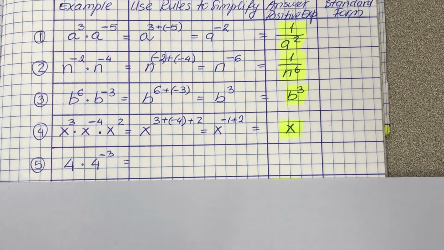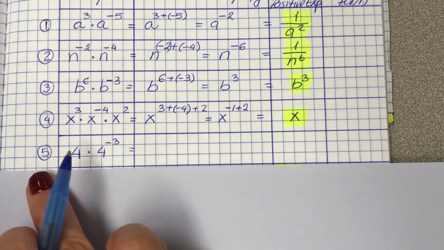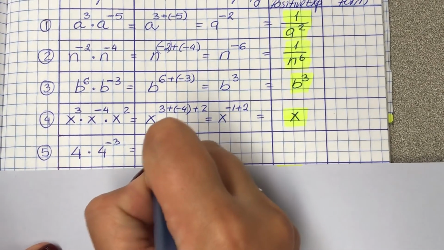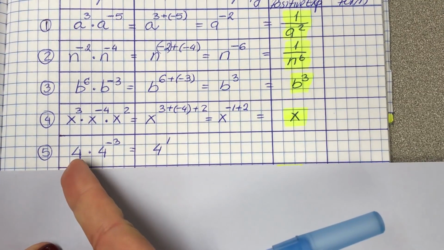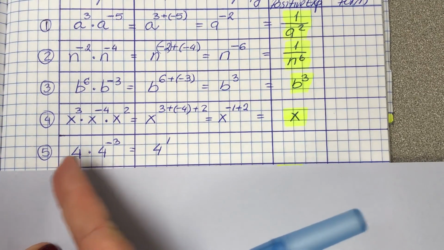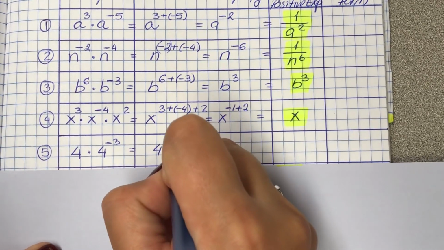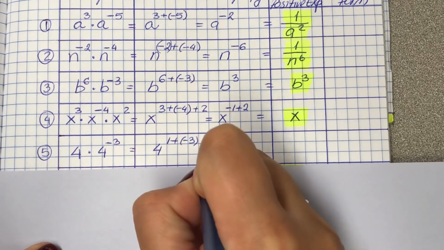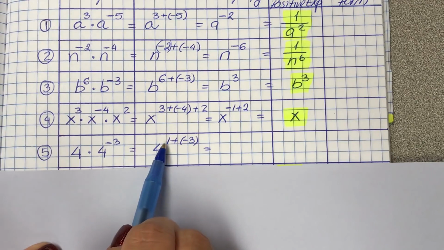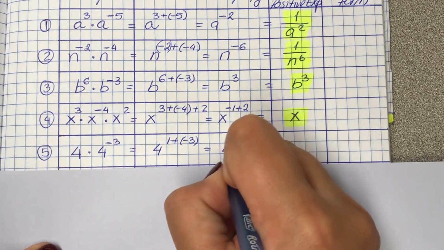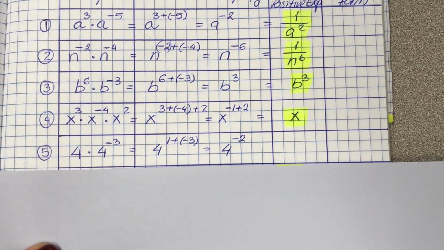When it comes to numbers, however, if the bases are numbers, we use the same rule to start with. Keep the 4, add the exponents. If the exponent is not shown, it's always 1. So 4 multiplied by itself once, that's 4 to the first. And then plus -3, because the product of powers rule says keep the base, add the exponents. 1 plus -3 is -2, so it'll be 4 to the -2.